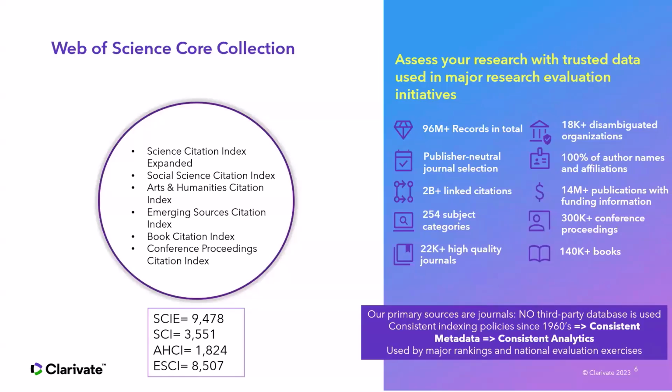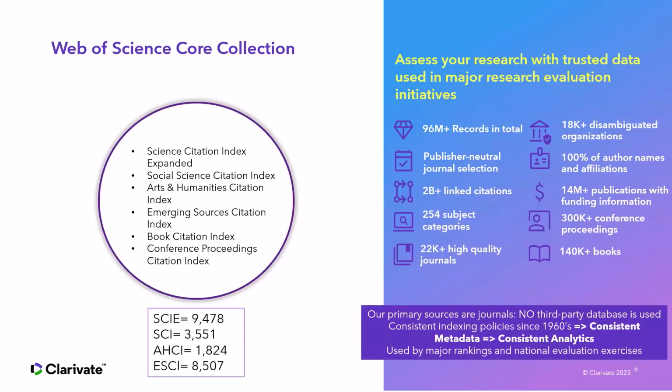If you want an idea of some numbers, in the Core Collection, if we talk about the journals only, there are more than 22,000 journals. On the screen you can see how many journals are currently indexed by the individual citation indexes. The Science Citation Index Expanded is the largest, with just over 9,000 journals. Then there's the Social Sciences Citation Index with just over 3,000 journals, Arts and Humanities nearly 2,000, and the Emerging Sources Citation Index currently indexes over 8,000 journals.